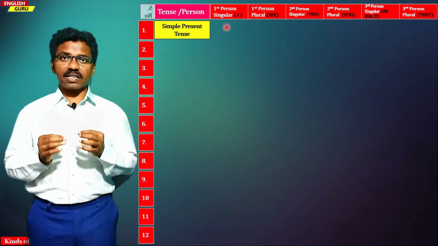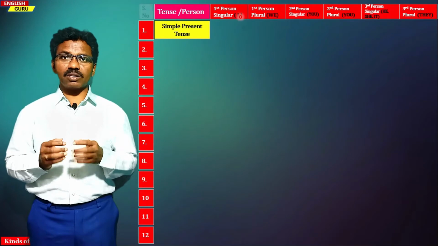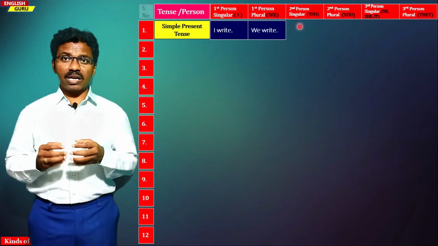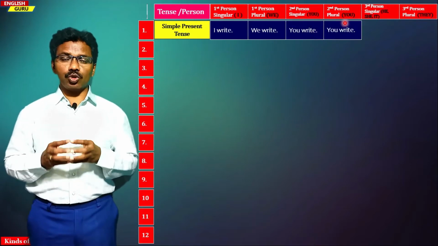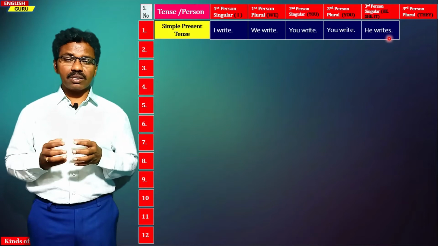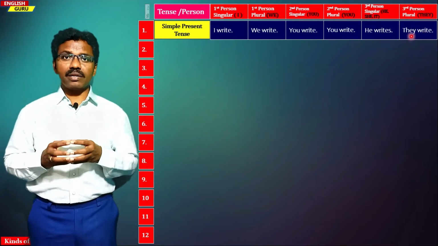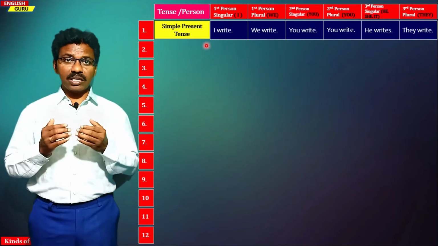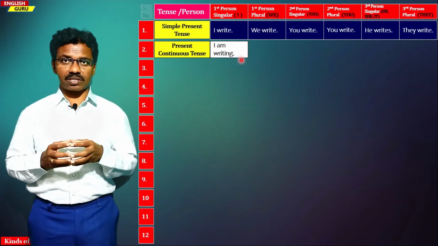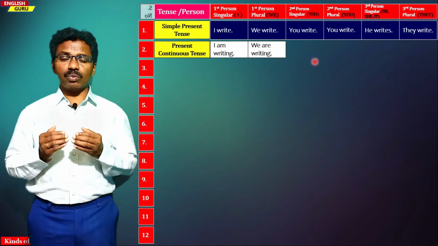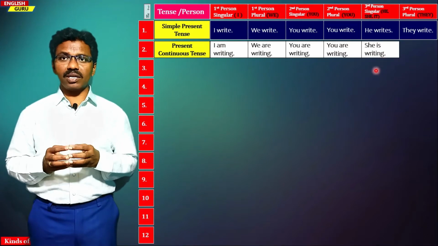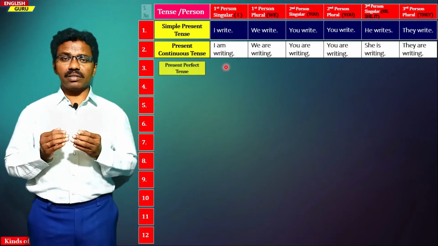The first one is simple present tense, and if you take the first person singular, the subject is I. So the sentence structure will be I write, and plural we write, second person singular you write, second person plural you write, third person singular he writes, she writes, and third person plural they write. And this is how all the tenses will be having the structures in different manners. And the second one is present continuous tense. First person I am writing, plural we are writing, second person singular you are writing, plural you are writing, third person singular he, she is writing, plural they are writing.